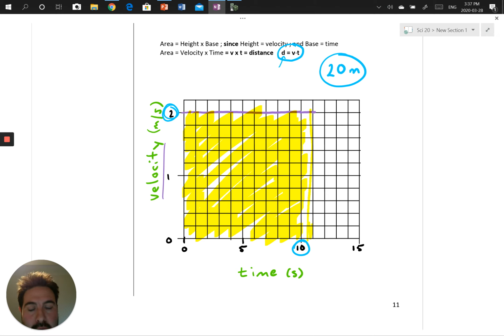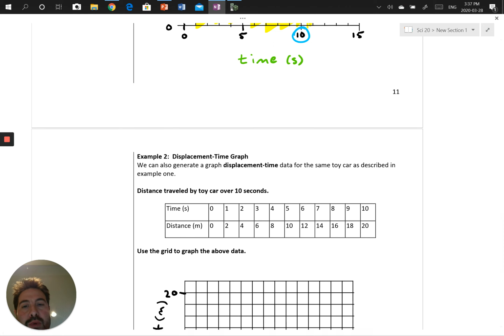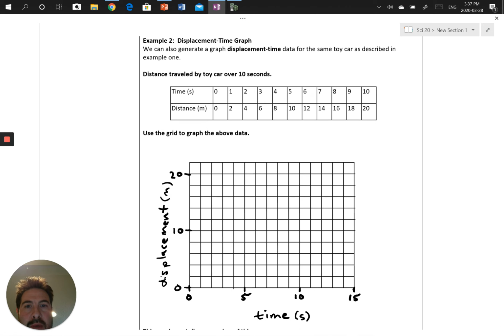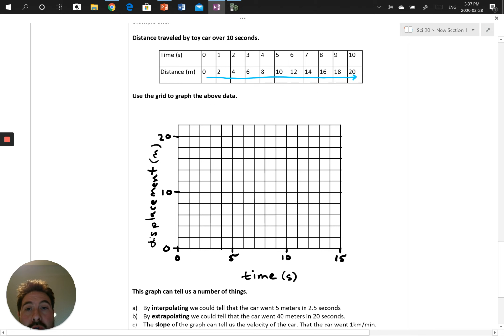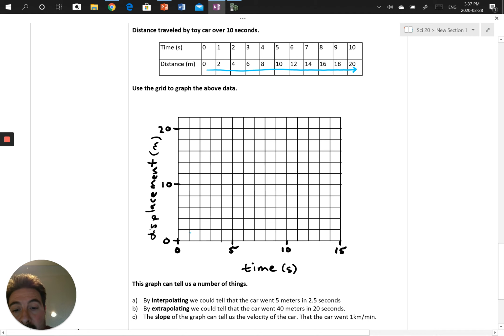I traveled 20 meters. Now, that's a velocity time graph. Let's look at a displacement time graph. So in a displacement time graph, my data table is going to look a little bit different. If I'm traveling at a constant velocity, I'm going to notice that my distance or my displacement is going to be increasing over time. So if I was to graph this, I would find that it would look something like this. And if I want to be proper, I'm going to circle my data points.